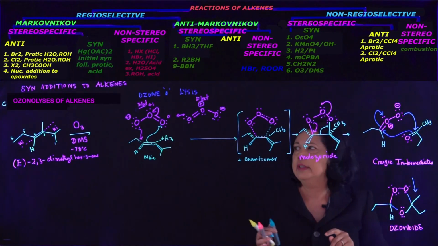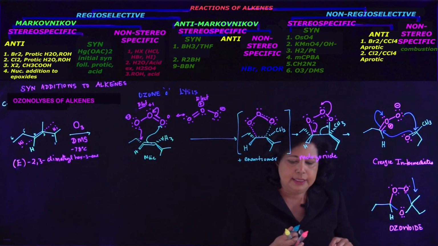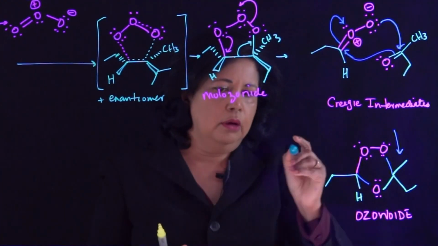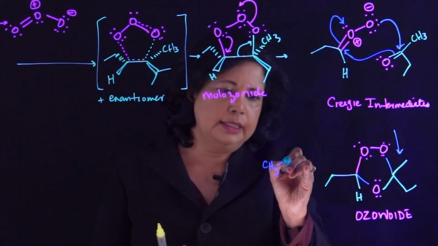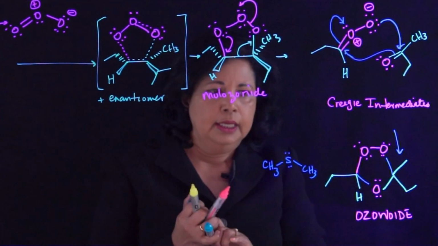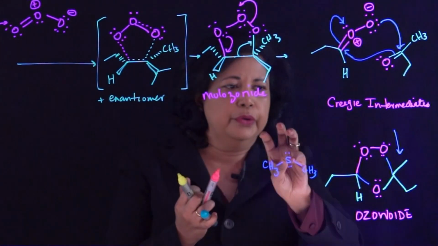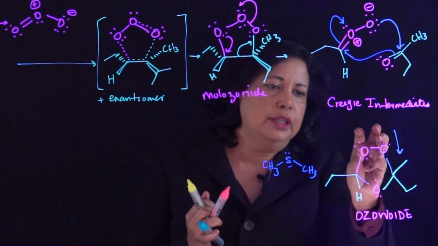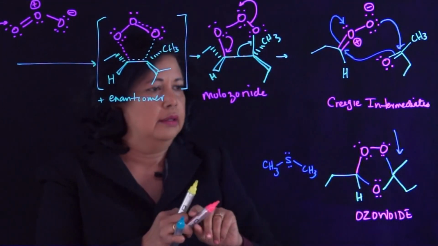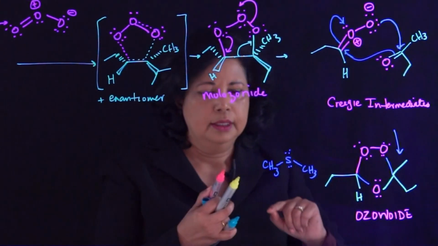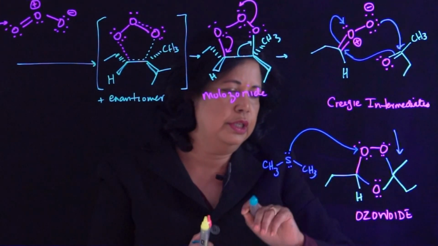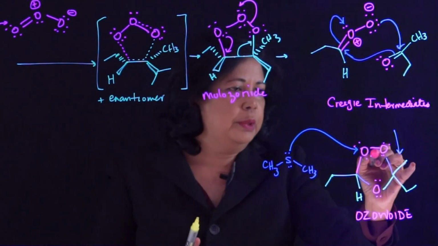So you have in your solution DMS. DMS is dimethyl sulfide. It's almost like an ether, except it's got a sulfur instead of an oxygen in the middle. Now, this is very electron rich. This is electron deficient because oxygens are pulling those electrons in all directions. This is electronegative. So your sulfur here is going to donate electrons into this electron deficient oxygen. Well, there's too many for that to handle.